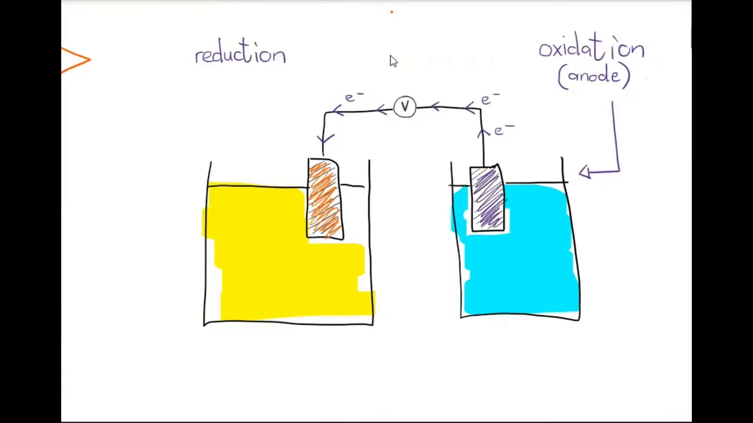Oxidation is loss, reduction is gain. So reduction is the gain of electrons, and therefore you'll see that the electrons are moving towards that half cell. And we always talk about the site or the area or the half cell where that takes place. We call it the cathode.